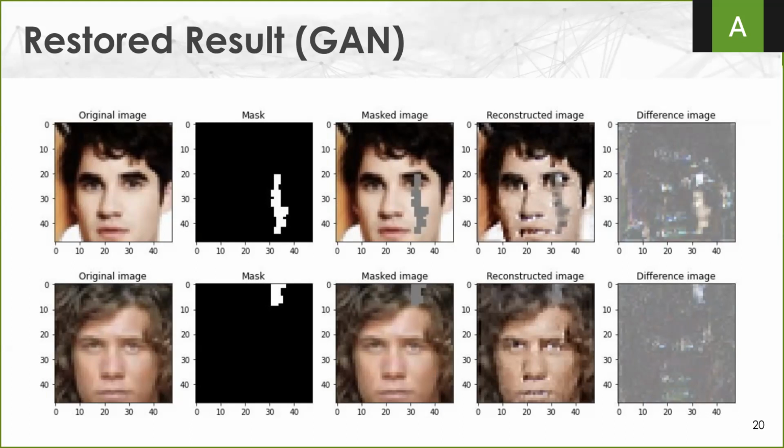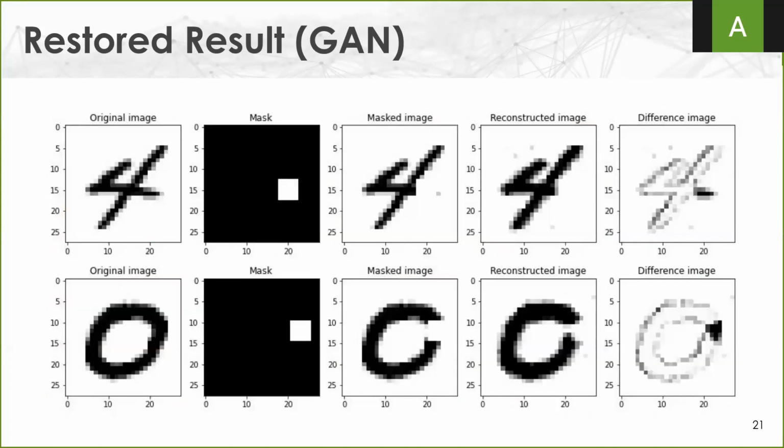We can see that our baseline model works better than the GAN. Here you can also see the results on the MNIST dataset.